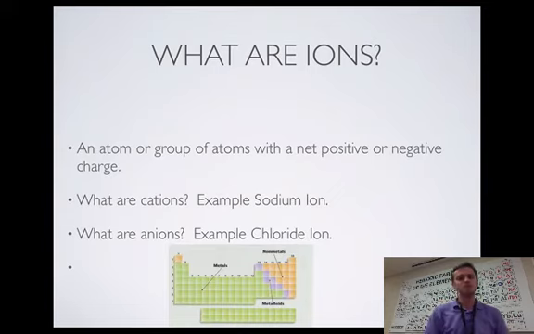However, sometimes we gain electrons or we lose electrons. And when that happens, the charge of our atom changes. So if we end up gaining electrons, or gaining negative charges, now we have a negative ion. Or if we lose electrons, then we have a positive ion.